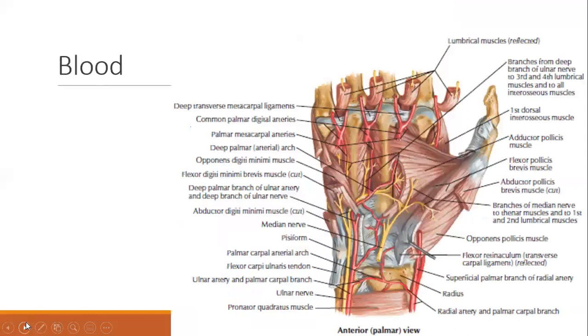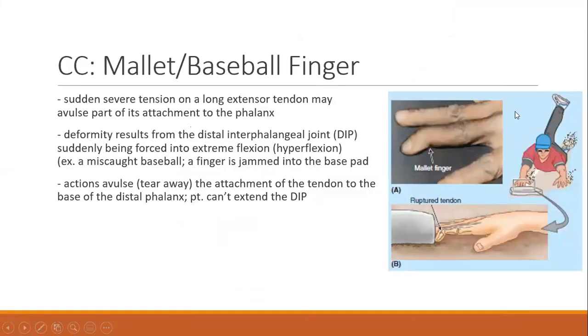Okay. And then for clinical correlations, some of these I pulled straight out of Moore. So a mallet finger, also known as a baseball finger, happens when you have sudden severe tension on a long extensor tendon, and it can end up avulsing. The example that they like to give is a person is playing baseball and they slide into the base, but then they mistakenly have their hand hit the base, and so it can cause a rupture of the tendon. And so it ends up looking like this, like a mallet. So that's mallet finger or baseball finger.